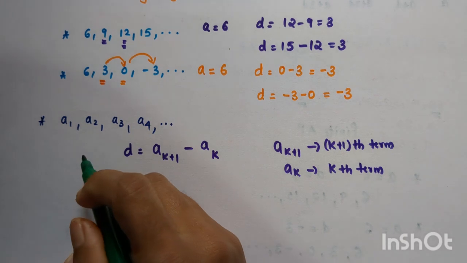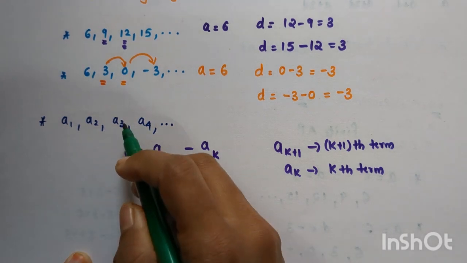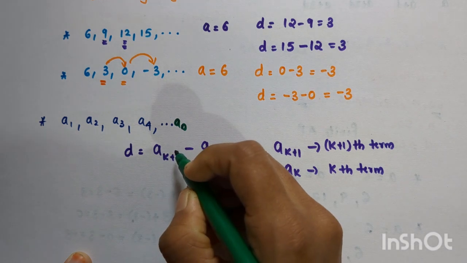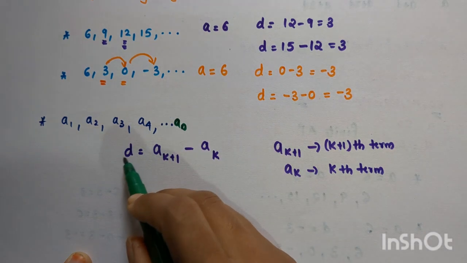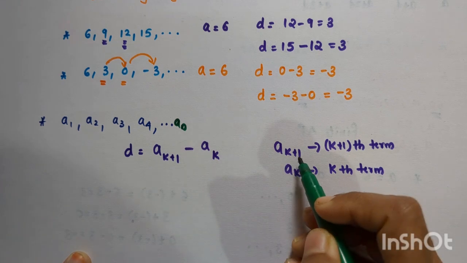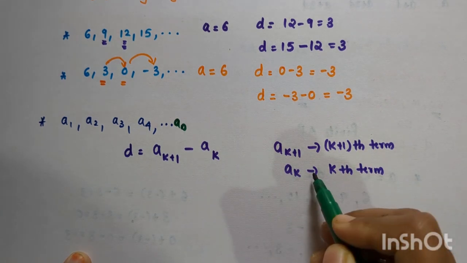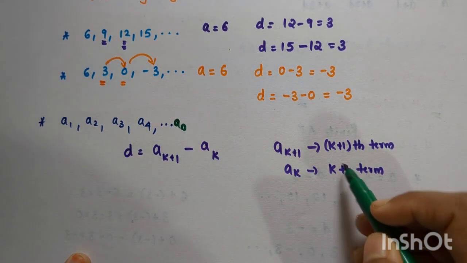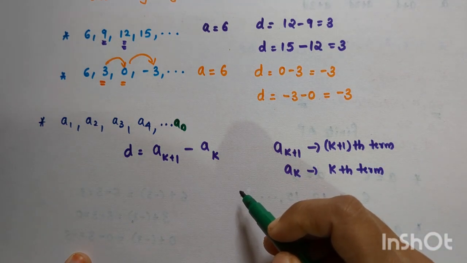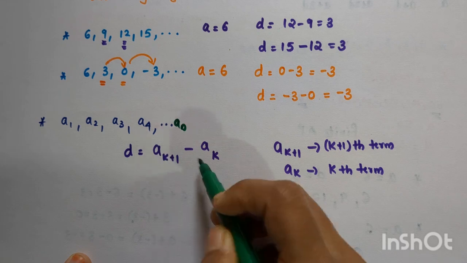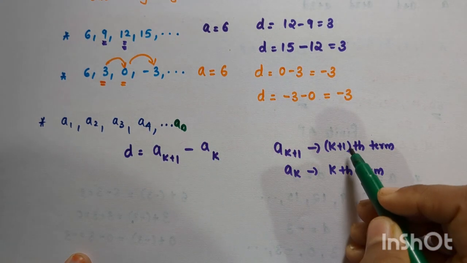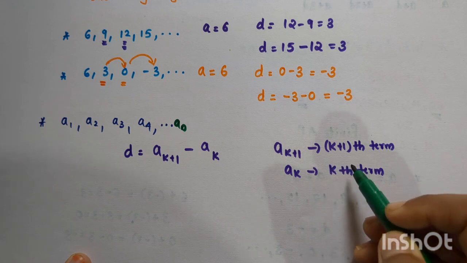So in general, for an AP, A1, A2, A3, A4, etc., AN, we have the common difference D as AK plus 1 minus AK. AK plus 1 is the K plus 1th term, and AK is the Kth term. These are two nearby terms. So the common difference D can be found by using this equation, AK plus 1 minus AK.